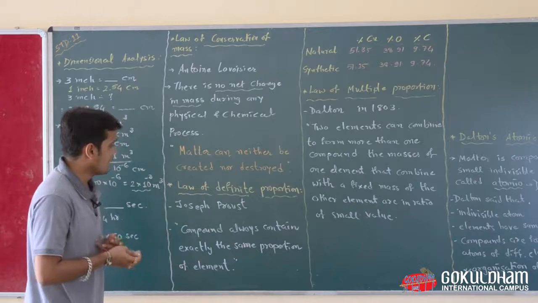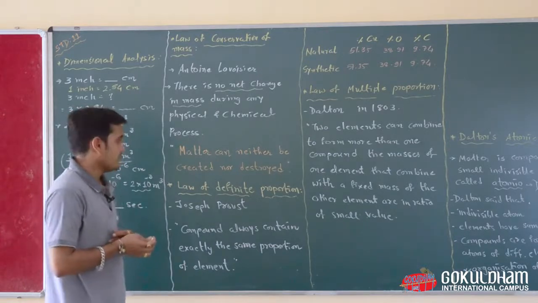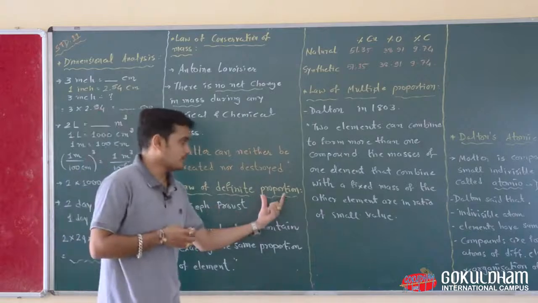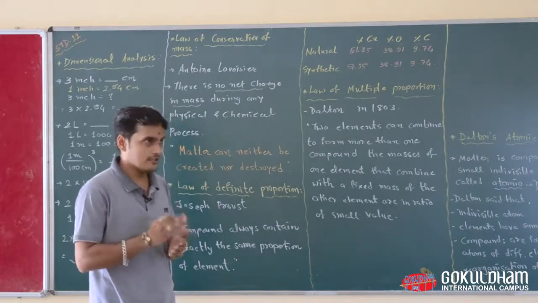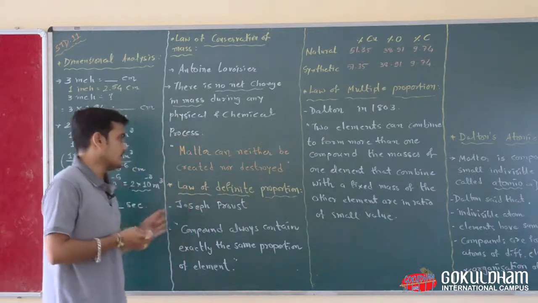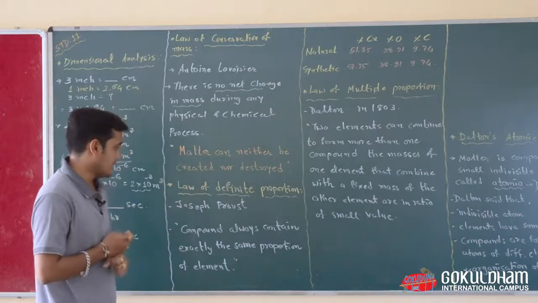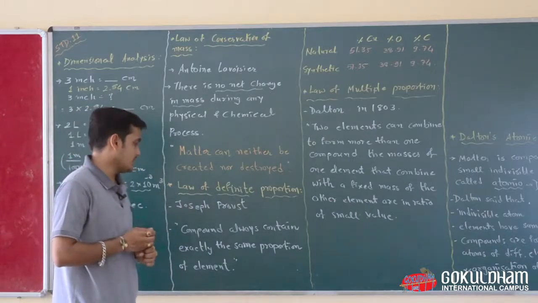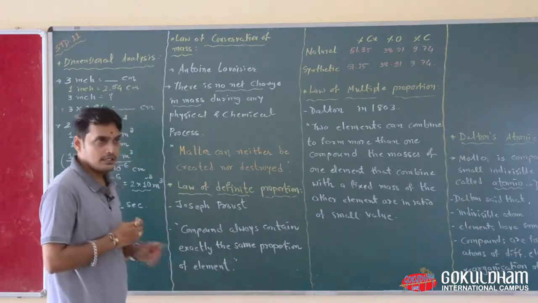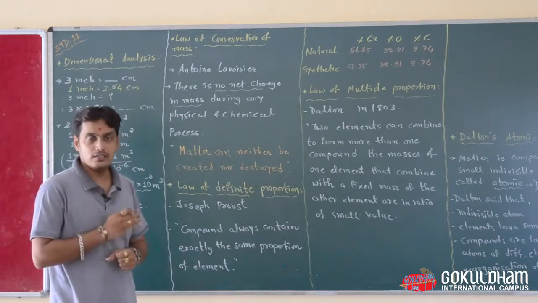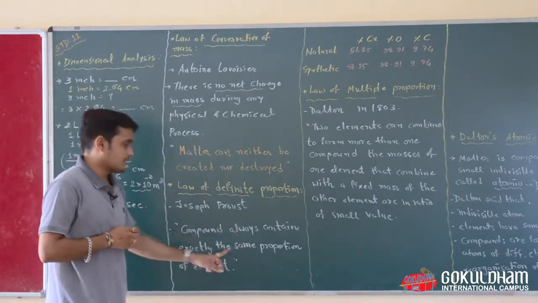Our second rule is the law of definite proportion. Definite proportion means the ratio or percentage of every element is fixed. This law is given by Joseph Proust. Joseph Proust said that a compound always contains exactly the same proportion of elements in natural as well as synthetic compounds.